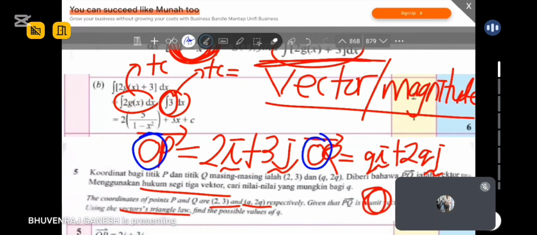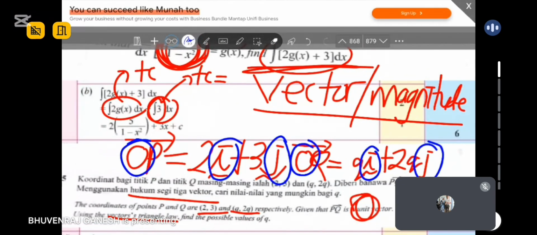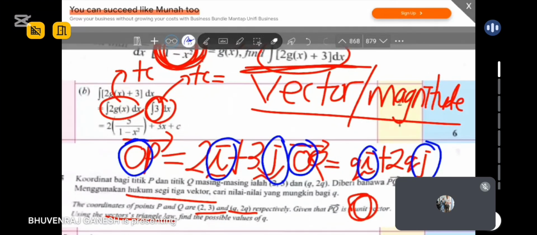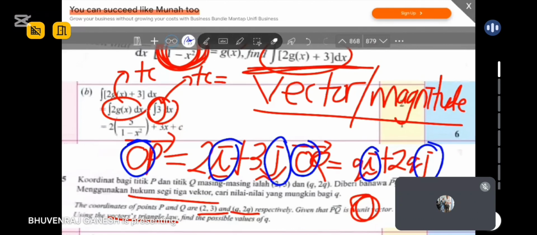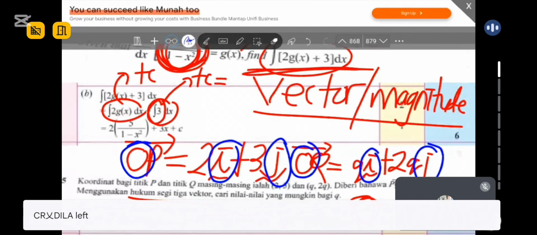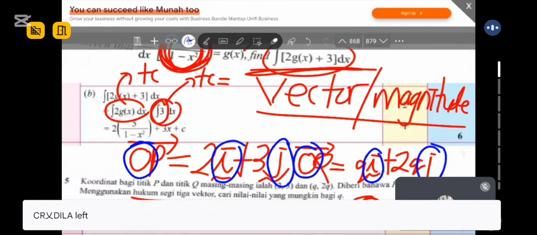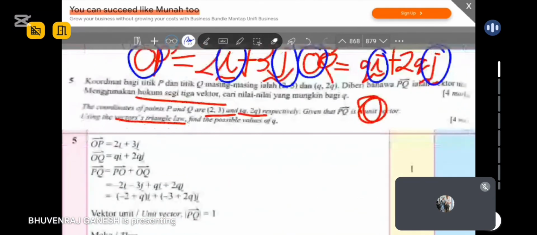Of course, guys, for vectors we always use i and j. This is the common symbol for vectors. Don't use other symbols, except if the question gives other symbols. For example, if the question gives you the vectors p and q, then you use p and q. If the question never gives you any information, you must use i and j. Alright.